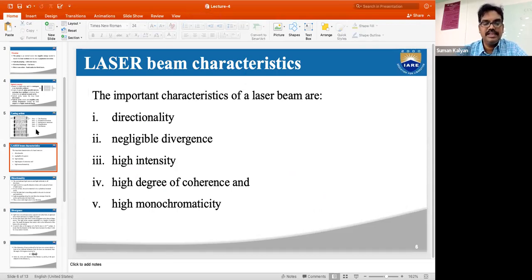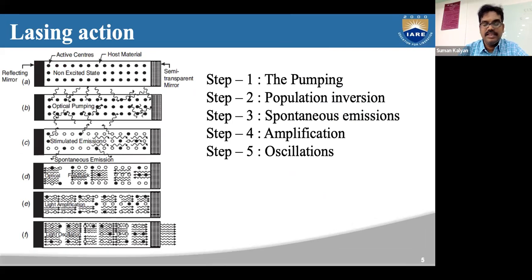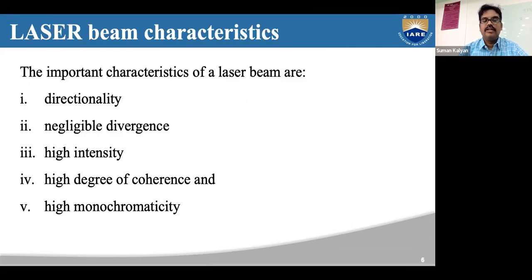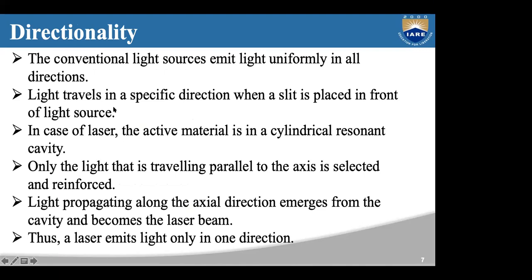So this is how the lasing action takes place. Now, what are the characteristics of this laser beam? Why so much fuss about this laser? It is because of these characteristics. The important characteristics are directionality, negligible divergence, high intensity, high degree of coherence, and high monochromaticity. We'll see what these characteristics are and how we get them.